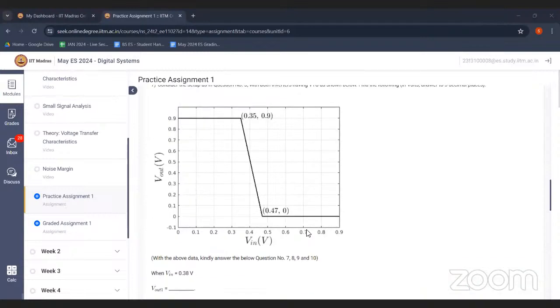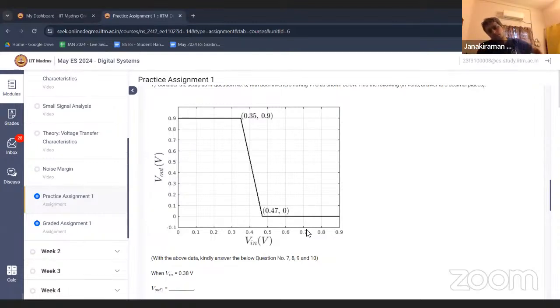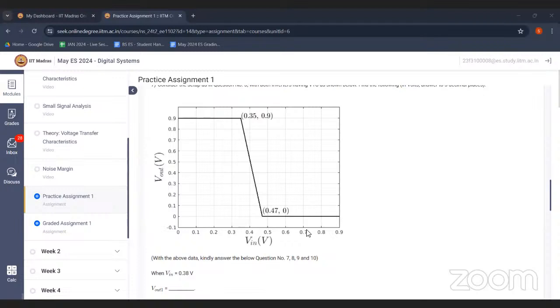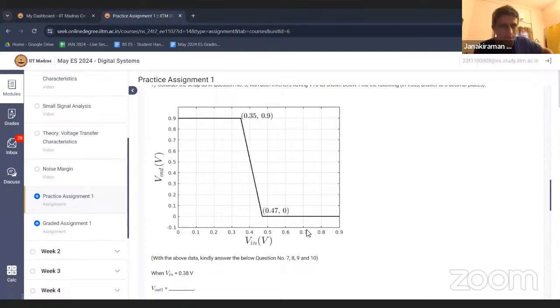Could you please explain once again, sir, this concept? Once again, noise-free. Did you do this assignment? No, in the previous term I did it, sir. So this question was there the previous time also. Yes, sir. So okay, now you do this question here now. If the input is 0.38 volt, what is V out?